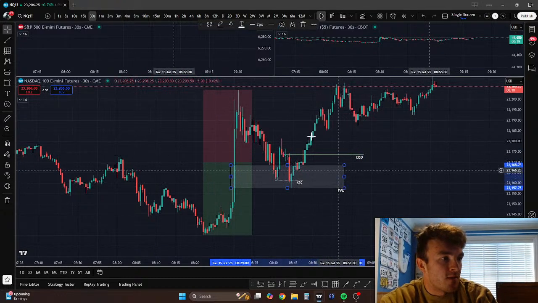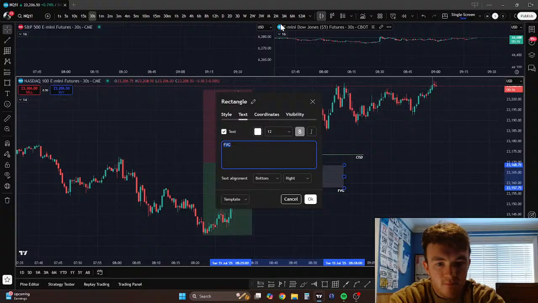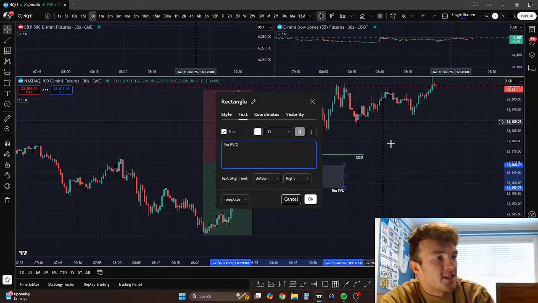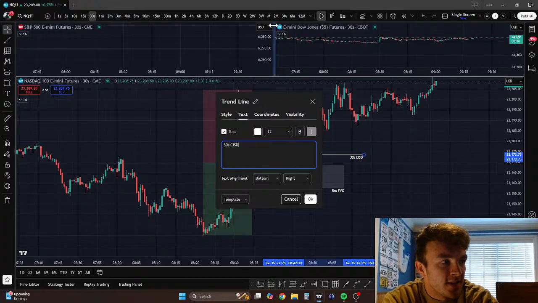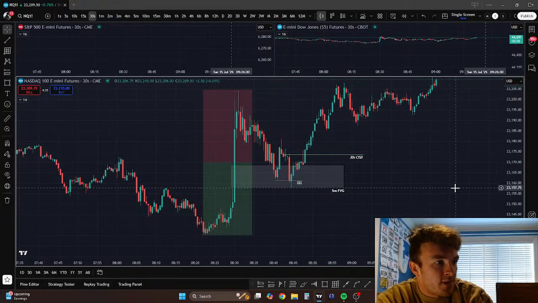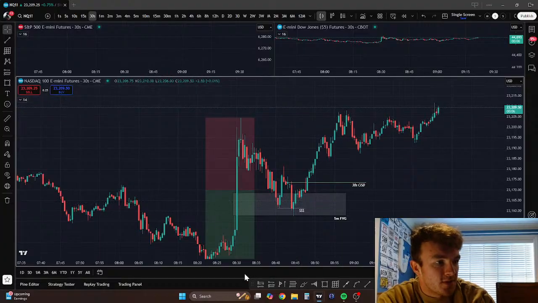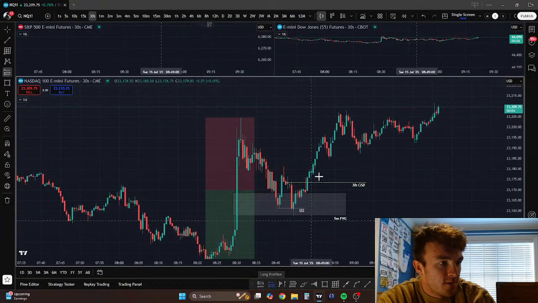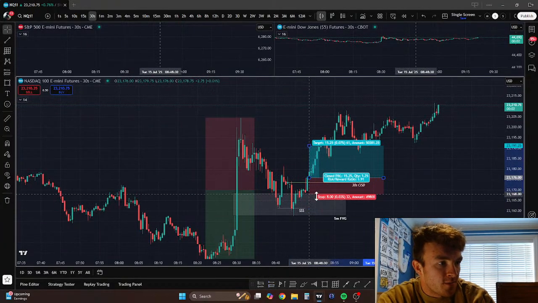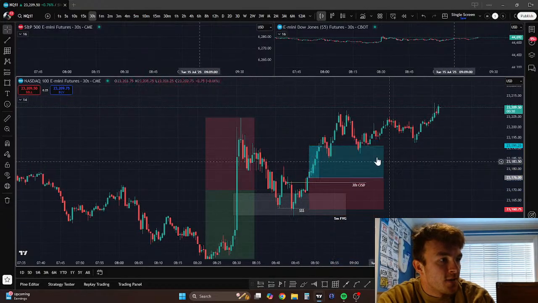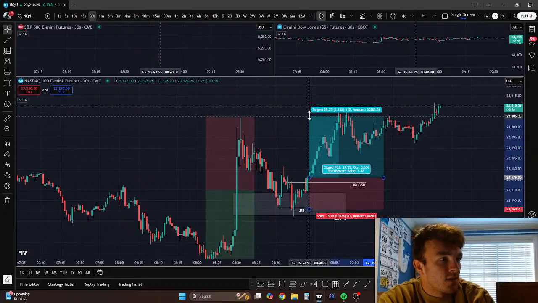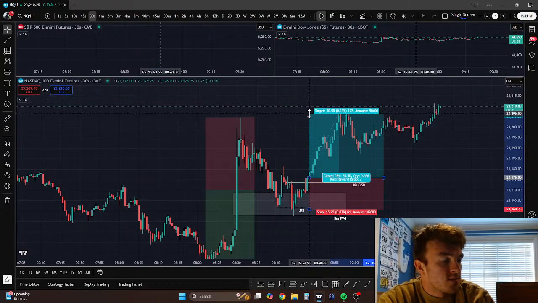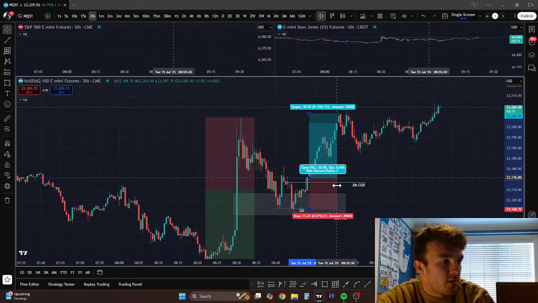So, once again, 5-minute gap. 30-second change state of delivery. And look at how nicely this trade played out, right? I'd enter on the close here. And when I enter on the close, I don't put the stop loss all the way at the low. And then, 1-to-1 hit. And 2-to-1 hit. So, that was a nice trade.